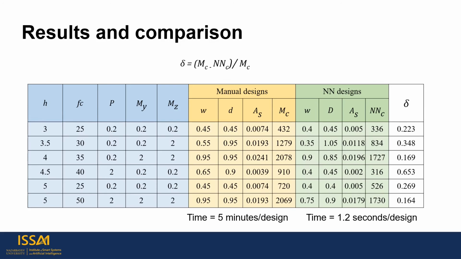To test the model performance, we compared the neural network predicted designs with the designs manually optimized by the structural engineer. In total, we performed 30 different test cases, but in this slide we will show only 6 test cases. Overall, for the test cases, the neural network shows around 20% reduction. As for the inference time, it takes around 1.2 seconds for the neural network to predict the design and then check it based on the Eurocode requirements, whereas manually it took around 5 minutes to optimize a design using a spreadsheet.